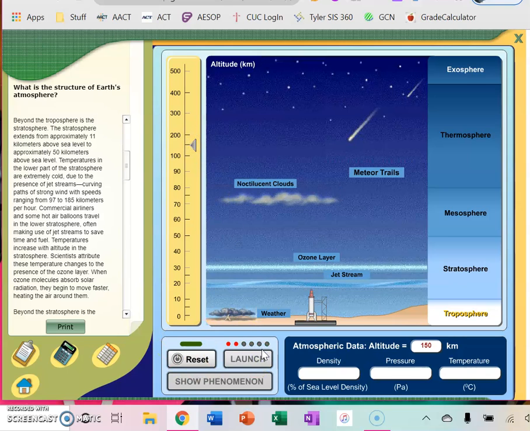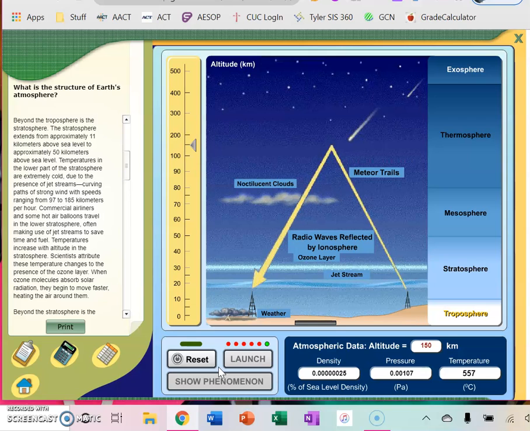150. The ionosphere is a layer of electrically charged particles located in the thermosphere. These particles, called ions, can interfere with radio waves sent from Earth. The presence of the ionosphere makes it possible to transmit radio signals from one side of the globe to the other.